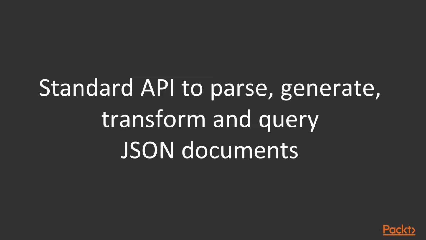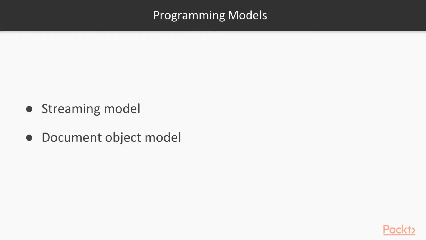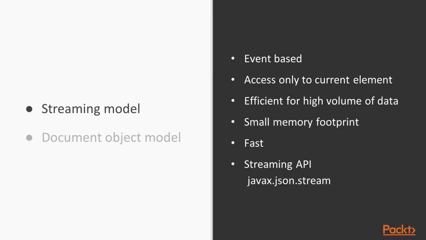JSON processing is a low-level Java API used for parsing, generating, transforming, and querying JSON documents. It supports two programming models, streaming model and document object model. Streaming model processes data in a streaming fashion. Parser fires events when entities such as start object, start array, key, or value appears in the stream. Events are processed or discarded by the application code.